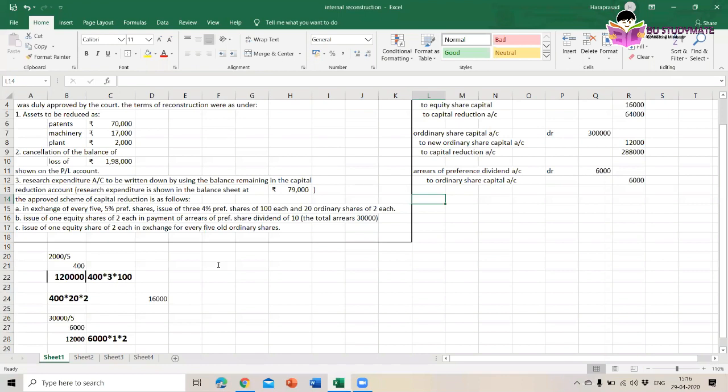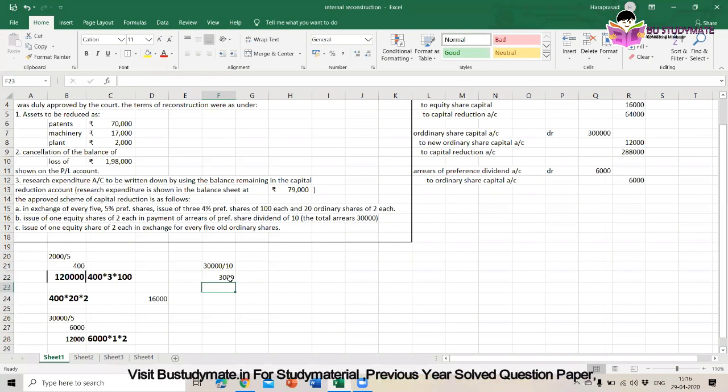Like this, 30,000 divided by 10. It comes to 3,000. And 3,000 preference dividend shares are there. And to that 3,000, we are issuing equity share capital of rupees 2 each. So we have to write that 3,000 into 2 into 2. It will come to 6,000 rupees. Did you get this 6,000 rupees? How I got it?